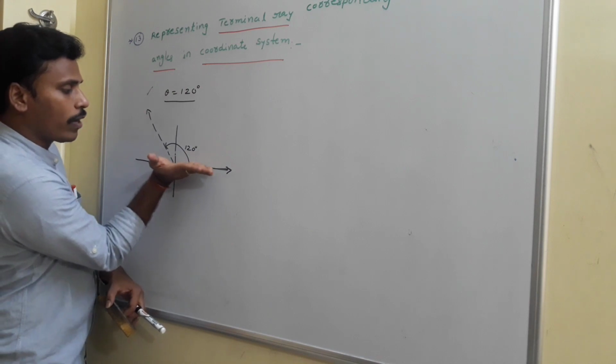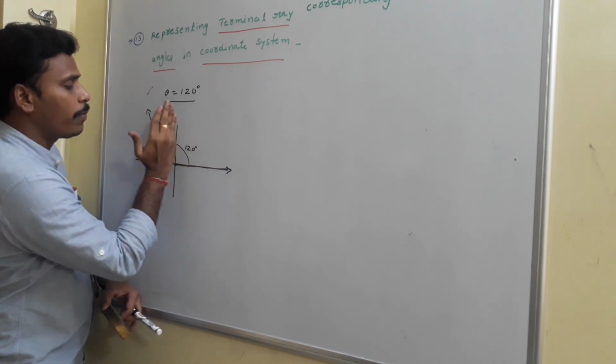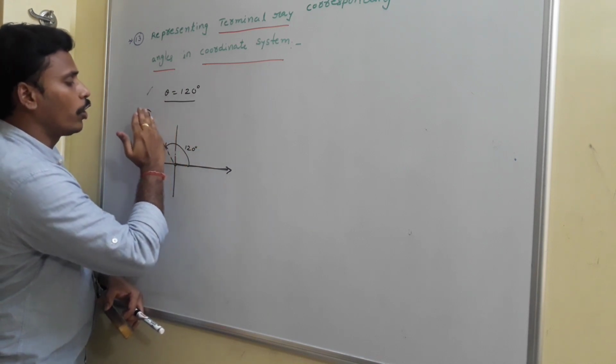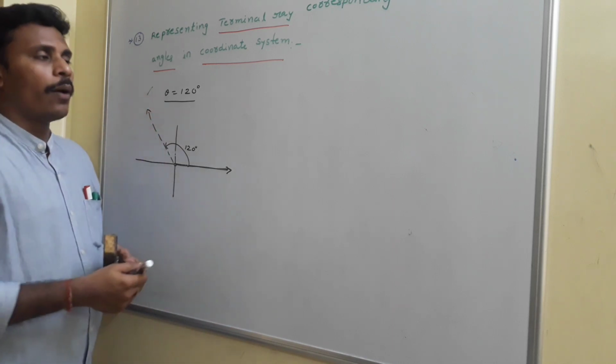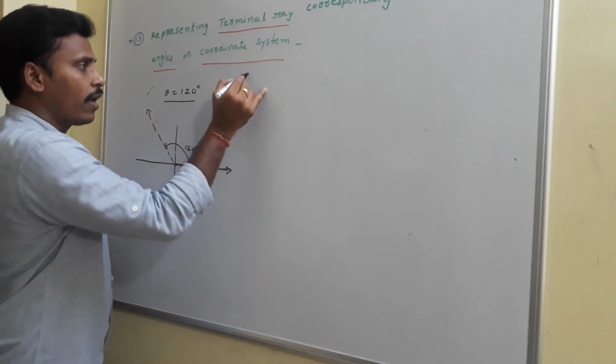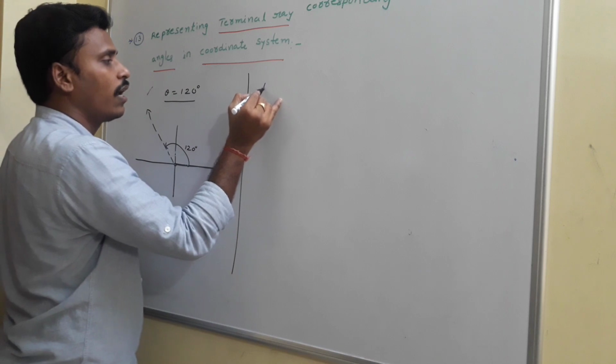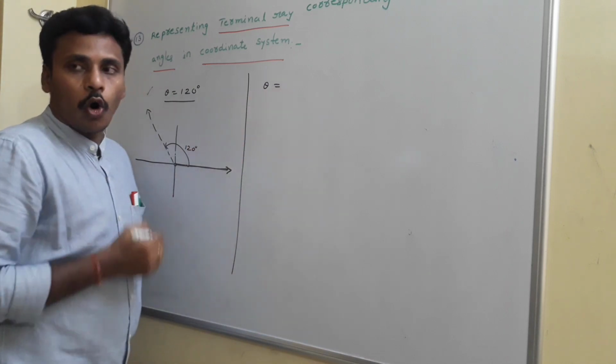So if this is the positive x-axis and you rotate like this, it becomes 90, and you need to move 30 more. That is the approximate position I told you, right? Likewise, we can represent different angles in the coordinate system.